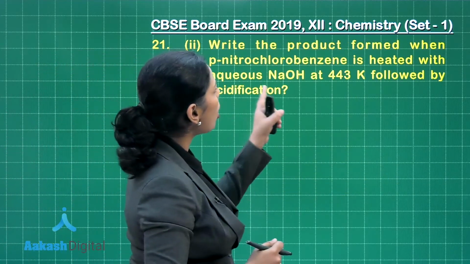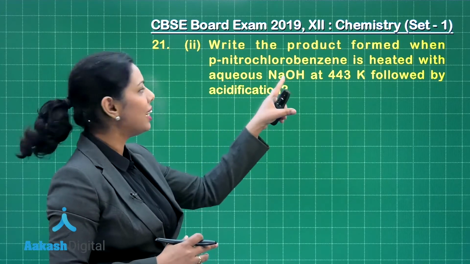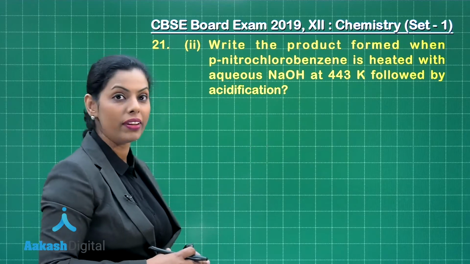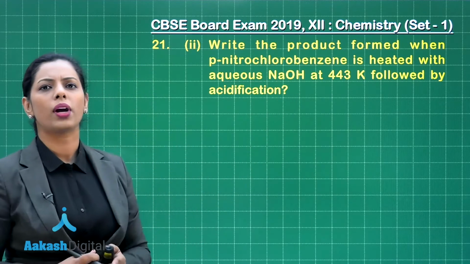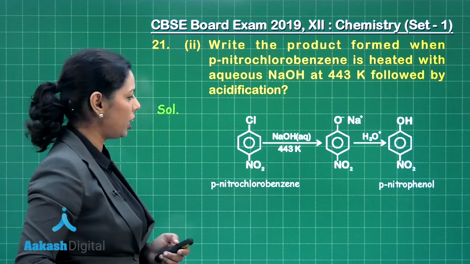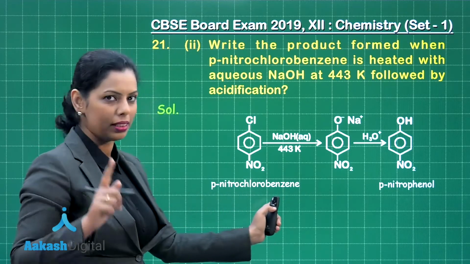Write the product formed when para-nitrochlorobenzene is heated with aqueous NaOH at 443 Kelvin followed by acidification. So, in this case, you just need to write the reaction sequence. You should write this reaction sequence in this way. First, what have we taken? Para-nitrochlorobenzene. This is the reactant.